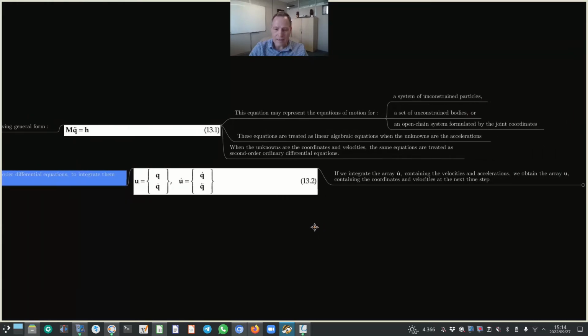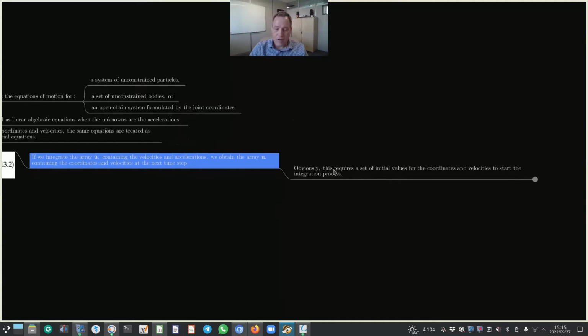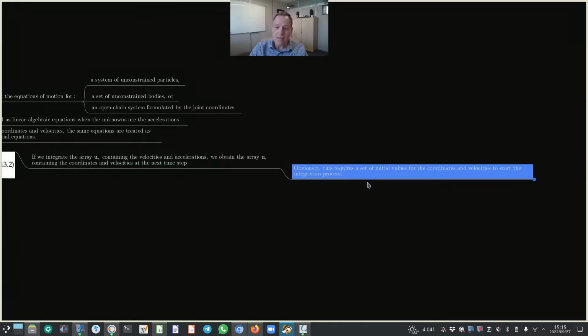Now, if we integrate the array u dot containing the velocities and accelerations, we obtain the array u containing the coordinates and velocities at the next time step. So we integrate the array u dot containing the velocities and accelerations at the current time step, so that we can obtain the array u containing the coordinates and velocities at the next time step. Obviously, this requires a set of initial values for the coordinates and velocities to start the integration process.